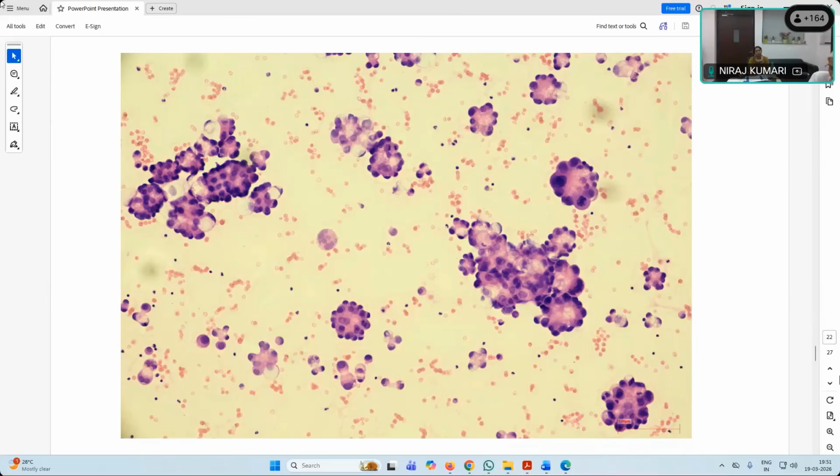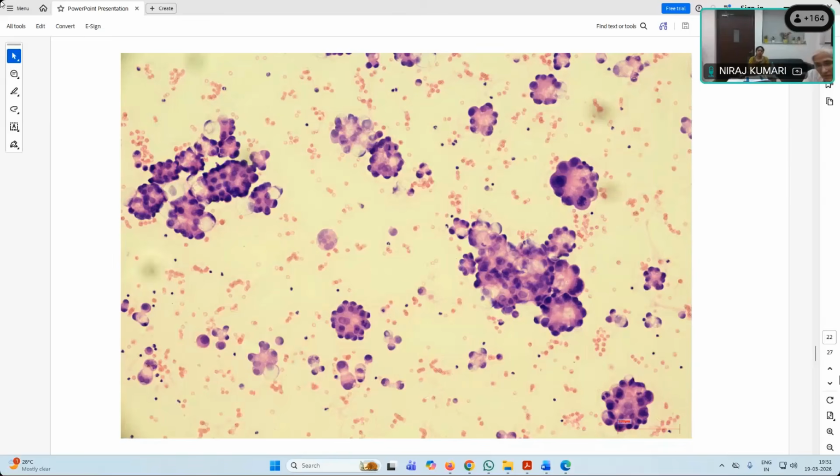Then lymphomas and leukemias. Okay, so in the effusion fluid with this kind of cohesive clusters, ball-like clusters, we won't think of lymphomas. There has to be a lymphocyte-rich effusion with dispersed cells to call it a lymphoma. Okay, here what we are seeing are cohesive ball-like clusters, epithelial structures, right?